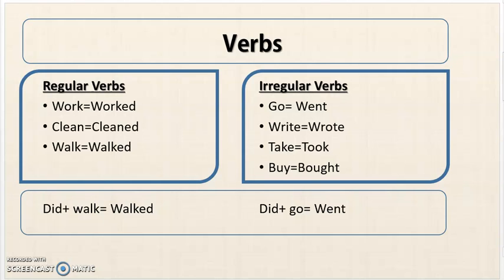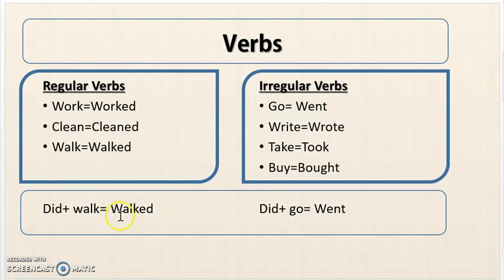And we have another set, irregular verbs like go, write, take, buy, and all those verbs can be called irregular verbs. The difference is that the past tense of irregular verbs will be different from the base word. For example, went is the past of go, wrote is the past of write, took is the past of take. It's an easy concept. I think all of you are familiar with this.